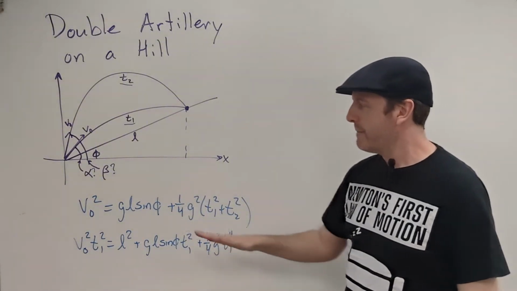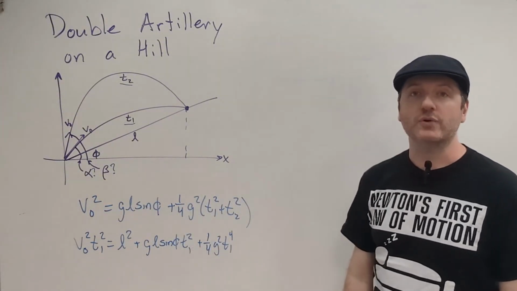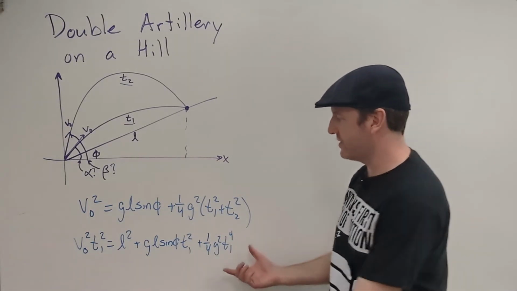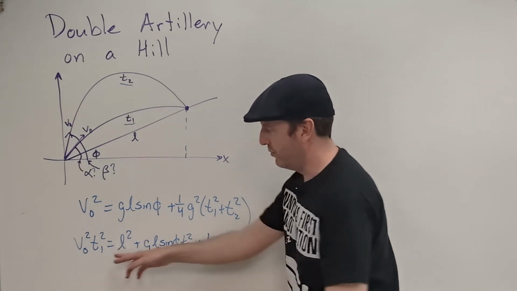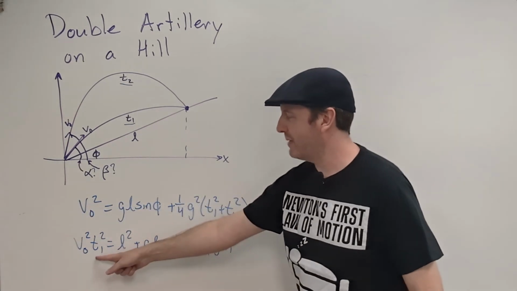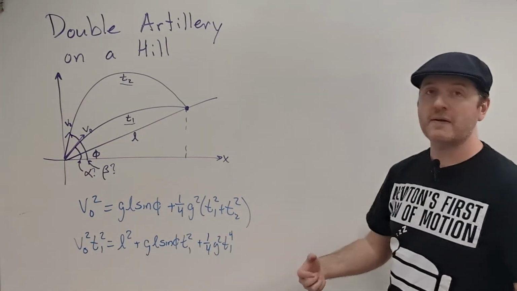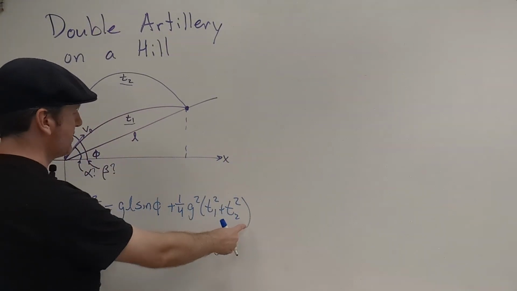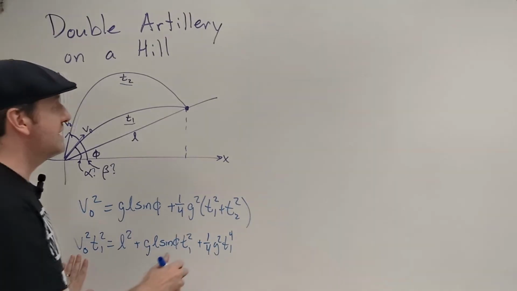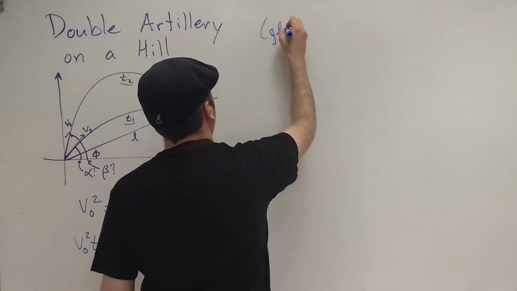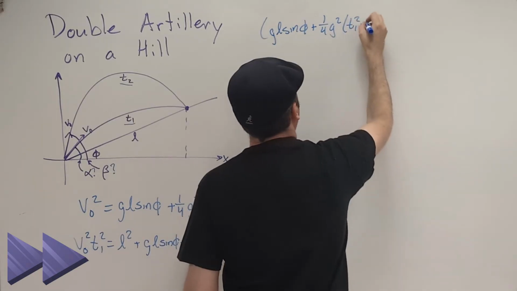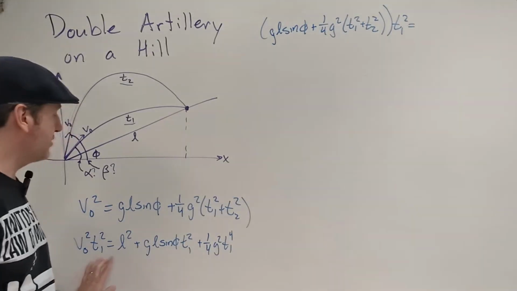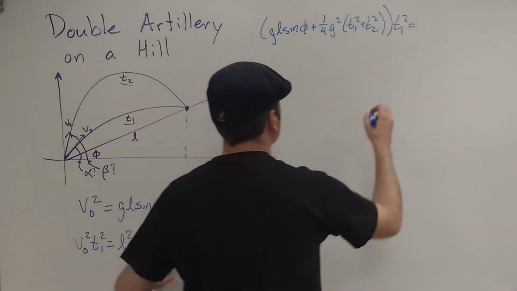It wouldn't make any difference, because I now want to try to eliminate v naught squared from both of these equations. And the way we're going to do that is, well, literally just take this value, take this value, multiply by t1 squared, set it equal to this, and see what happens. So let's see what happens here. Taking everything that equals v naught squared and multiplying on the left by t1 gives us, okay, that's the left-hand side of this lower equation. Then the right-hand side is just the right-hand side.